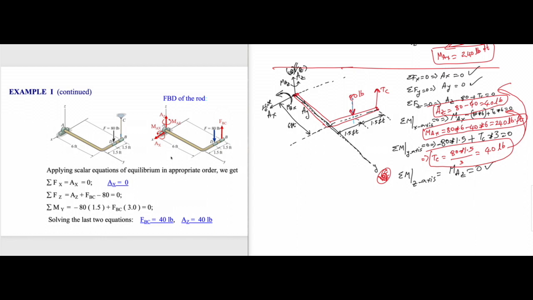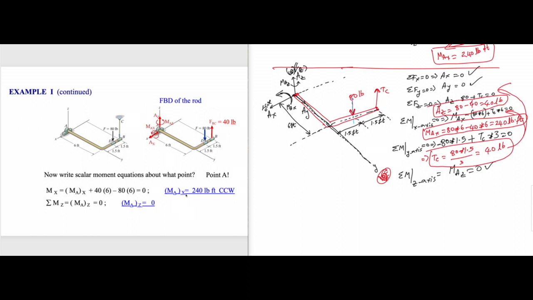We got AZ to be 40, tension is 40, and moment with respect to x-axis at A is 240 pound-feet. So this is the reaction moment, 240. We got a positive answer. You see, we assumed MX is going counterclockwise with respect to positive x-axis, and we got a positive answer. That means our assumption is correct. So that is how we do this problem.